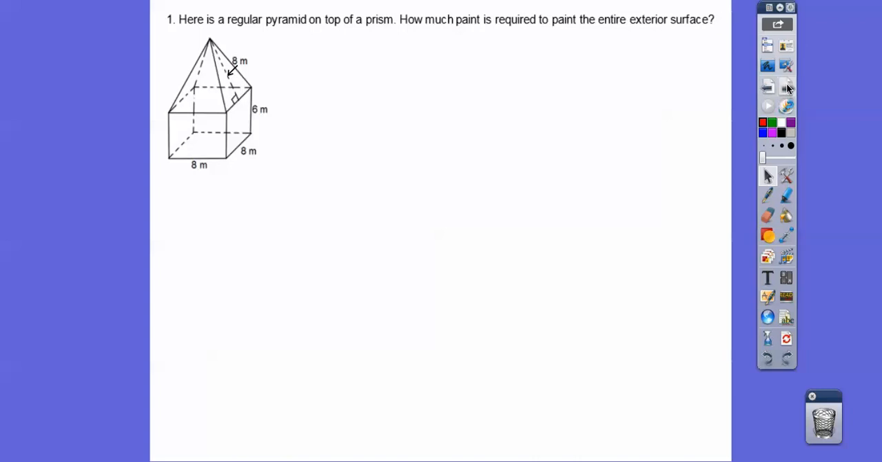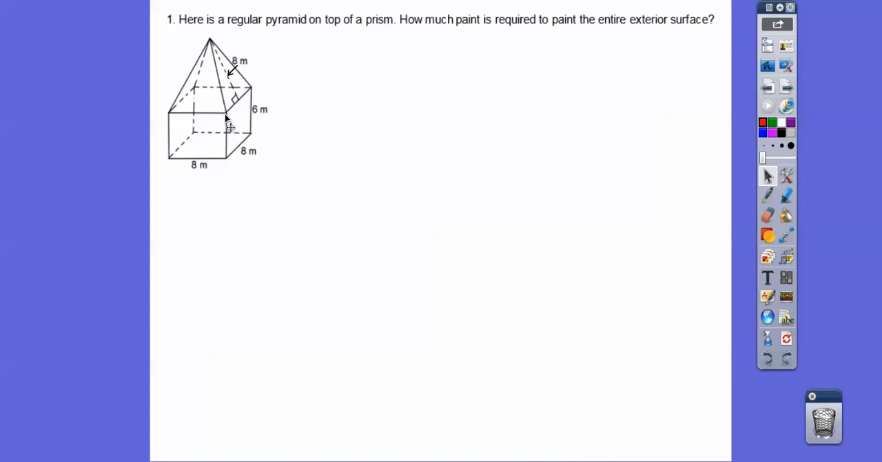So, we got this rectangular pyramid, and they want us to find the surface area. So, surface area is we're going to find the area of this base, so 8 times 8, plus the lateral area of this prism. So we did that by doing perimeter, so 8 plus 8 plus 8 plus 8 times the height right there. And then we did the lateral area of this pyramid right here.